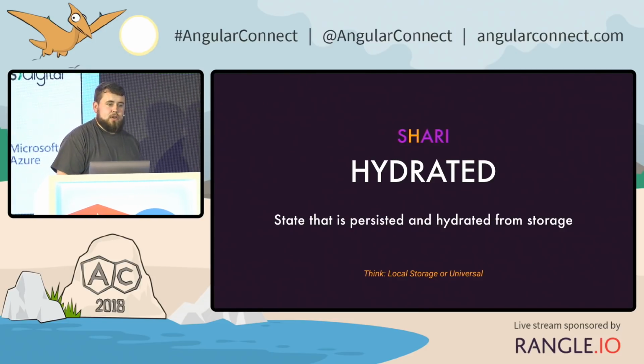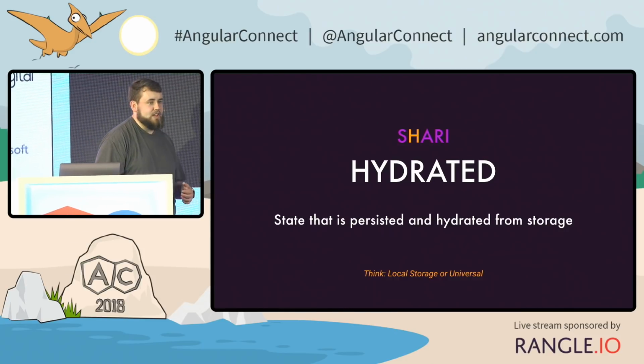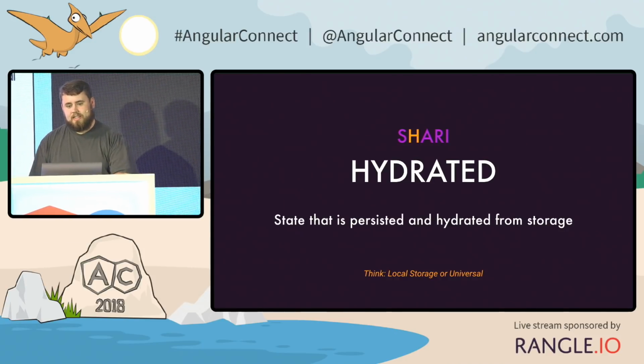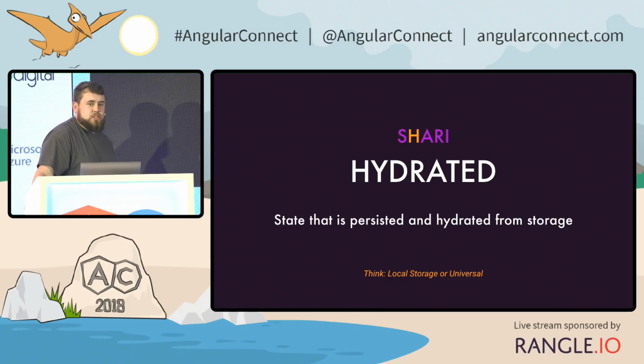Similarly, with Angular Universal, your application might enter a state when you're rendering your application on the server, and you want to take that state, transmit it down to the browser, and have your application resume from where it left off. Those are both examples of hydrated state problems.